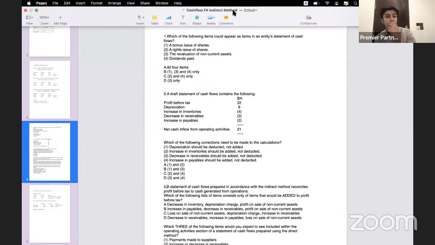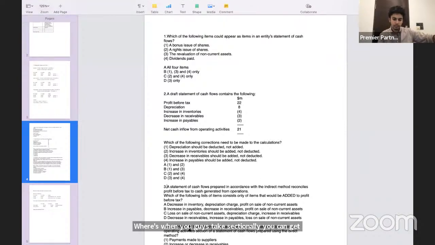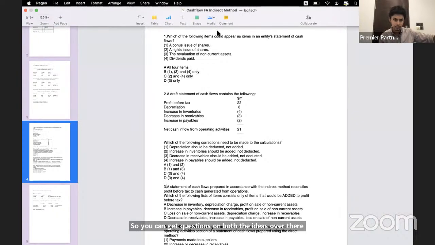So guys, when it comes to MCQs, you can get questions on both the direct as well as the indirect method. There is no specific rule there. But when it comes to paper 2, paper 2 is where you will only be tested on the indirect method, section B. Whereas in section A, you can get questions from both parts. Only section B will come from indirect. So anyway, you can continue answering and then we'll discuss.